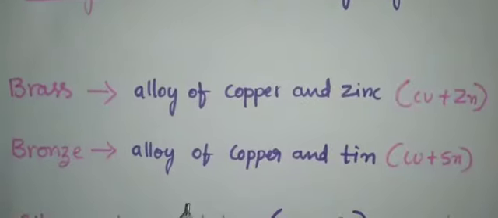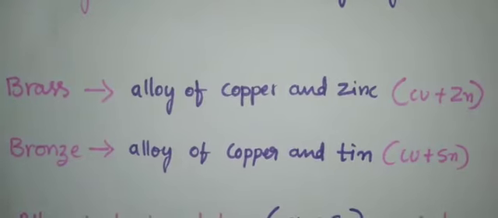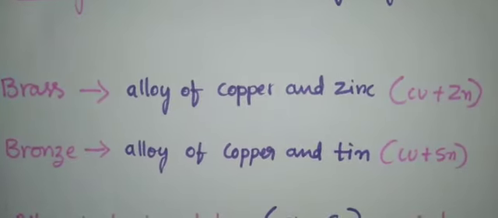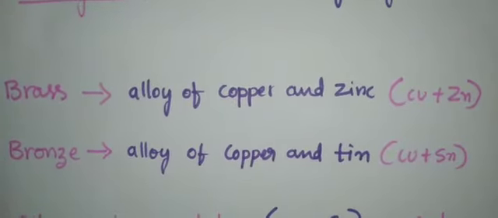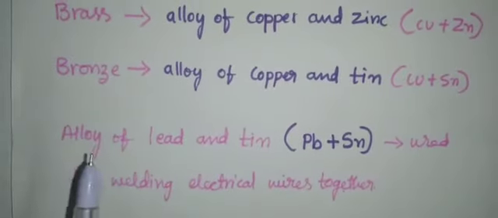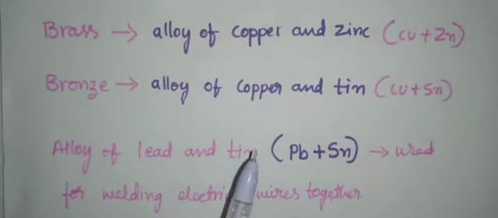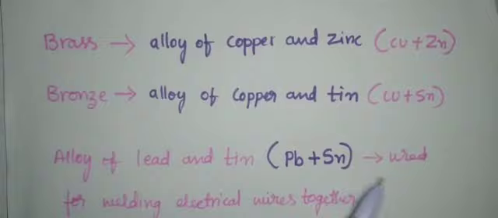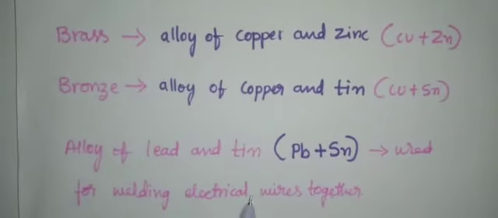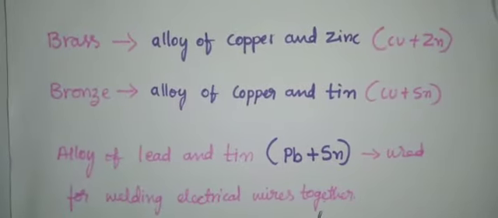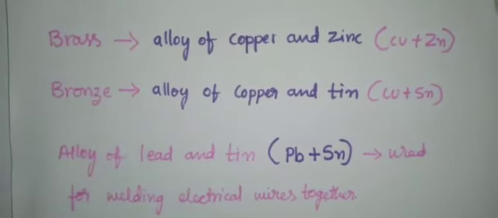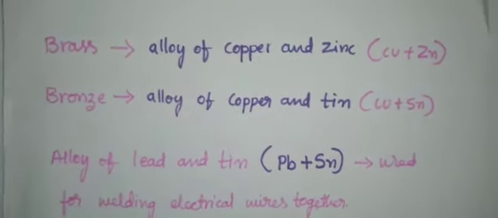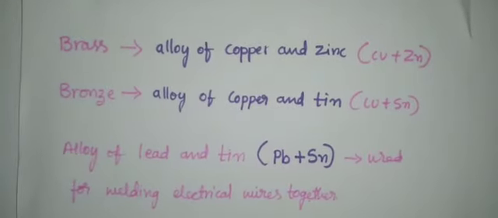These are not good conductors of electricity, whereas copper is used for making electrical circuits. Solder, the next one, is an alloy of lead and tin. Lead and tin, it is used for welding electrical wires together, and so this helps in welding the electrical wires. So this is about alloys.